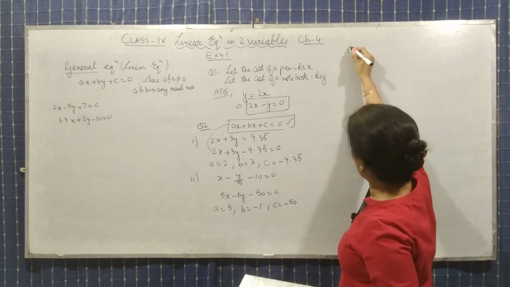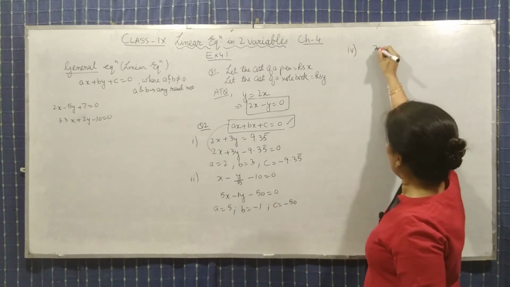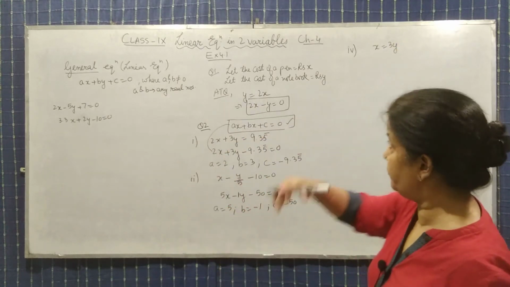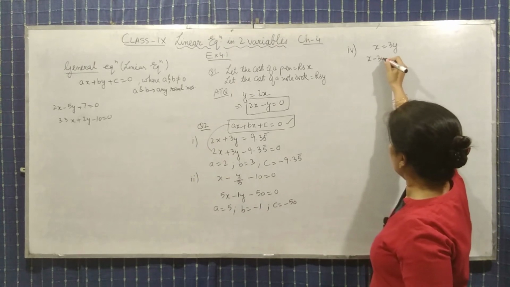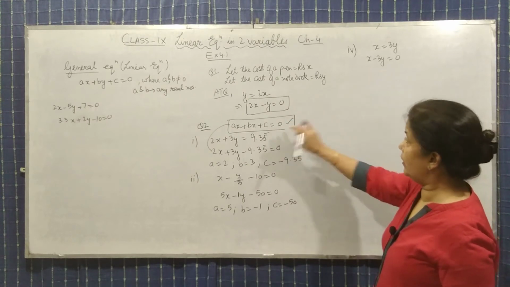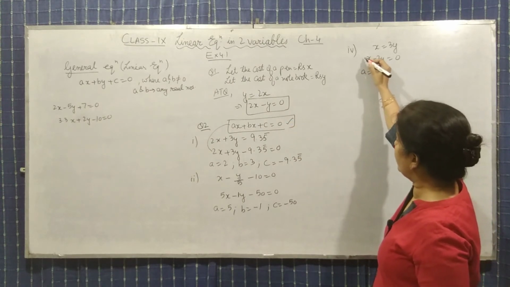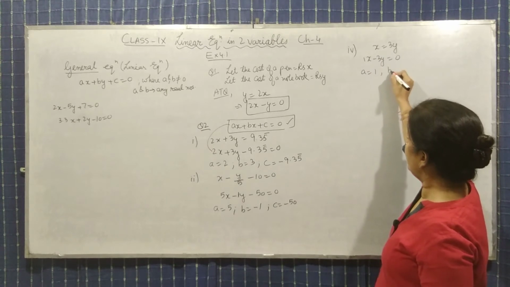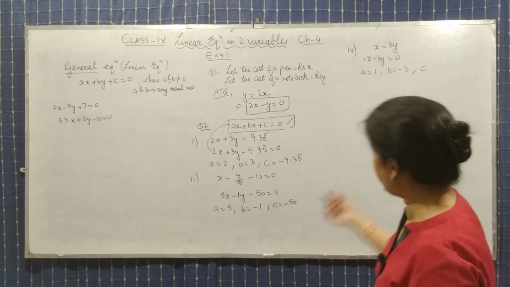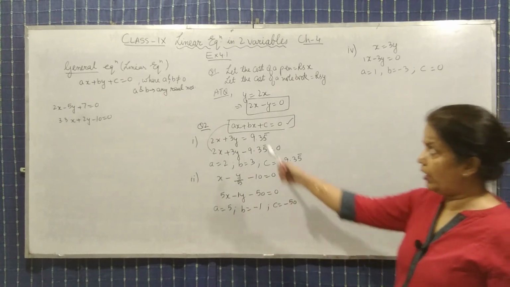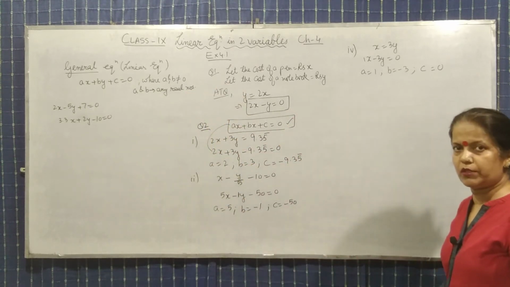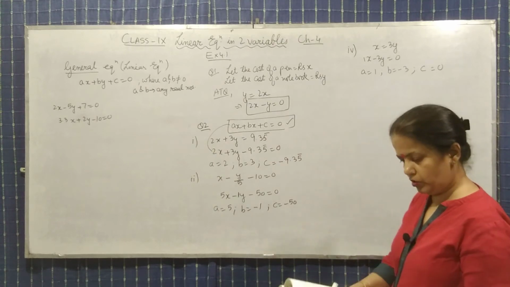I am taking the fourth one. Fourth is x equals 3y. How will you convert it into linear form? Again shift it: x minus 3y equals 0. Okay? So compare it with this. a equals the coefficient of x, which is 1. b is minus 3. And what about c? c is not given, so that is 0. I have already written here that a and b should not be equal to 0. c can be equal to 0.